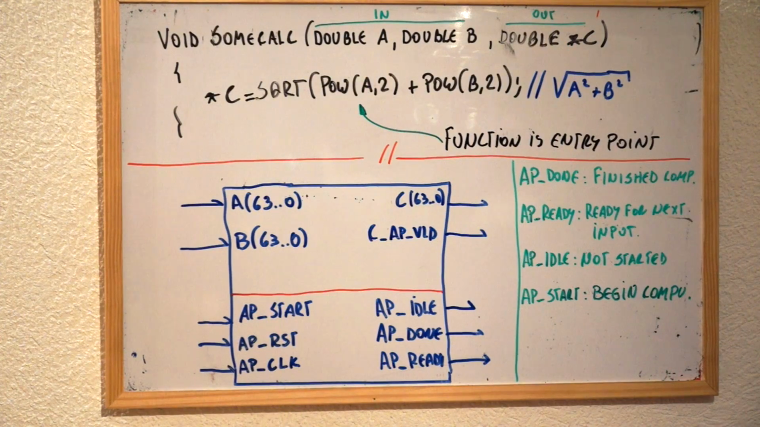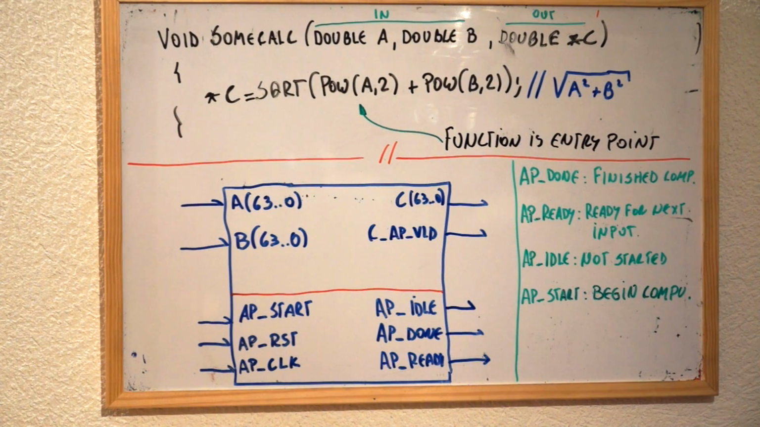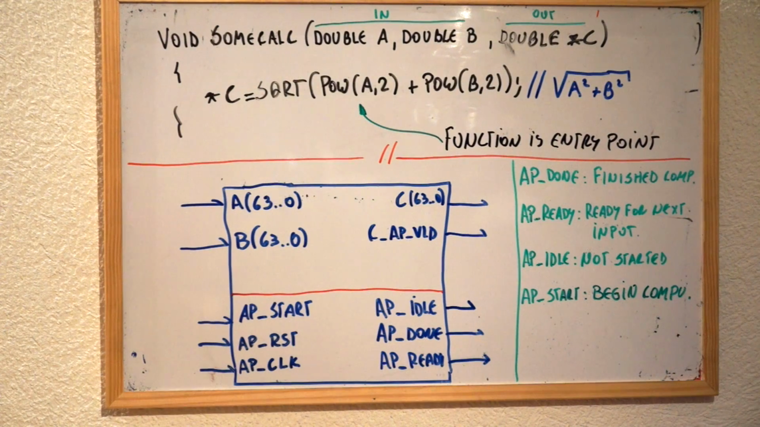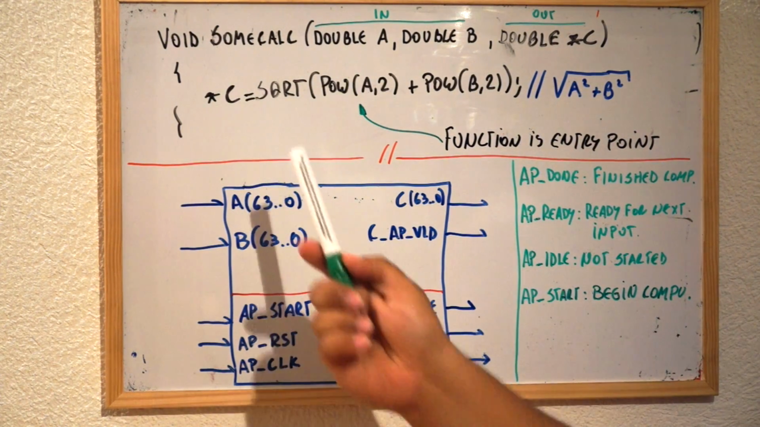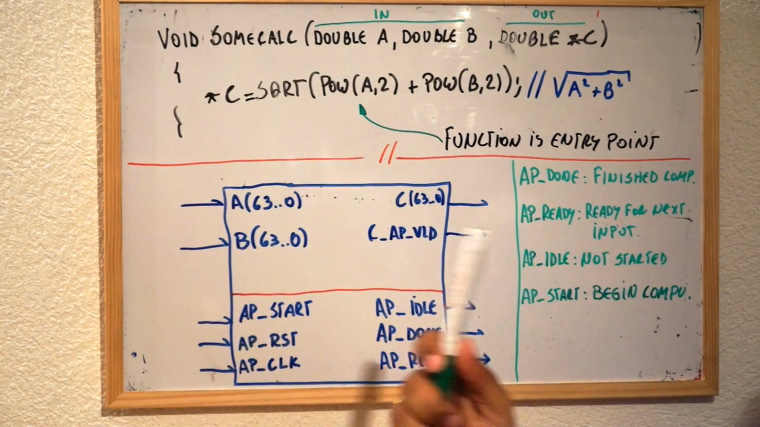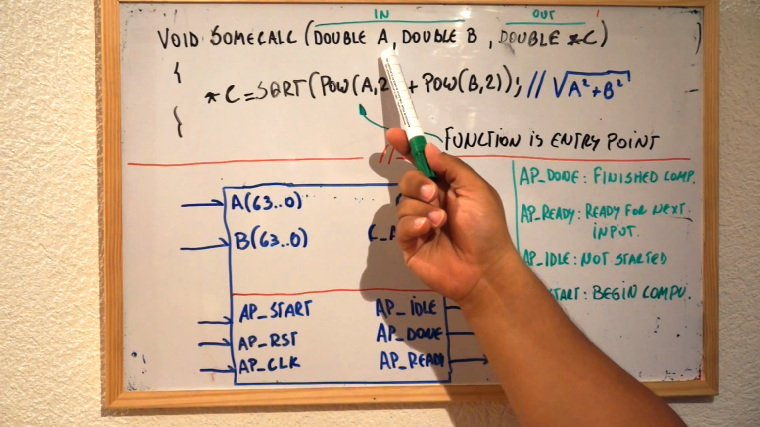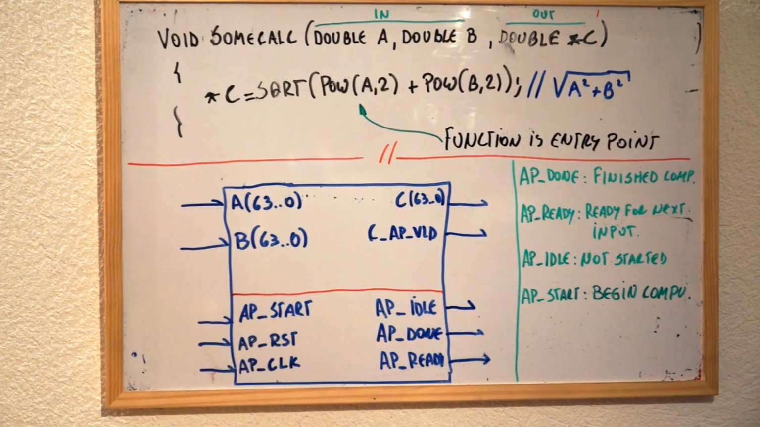Let's talk a little bit about the interfaces generated by Vivado HLS. Just to start, the function is the entry point of Vivado HLS. When you start a project in Vivado HLS, one of the first things that you need to do is to say to Vivado HLS, look, this is the function from which I want to generate hardware. So the function is an entry point. In our case here, we have a function called subcalc, which has as input parameters A and B, and as output a pointer to C, okay.